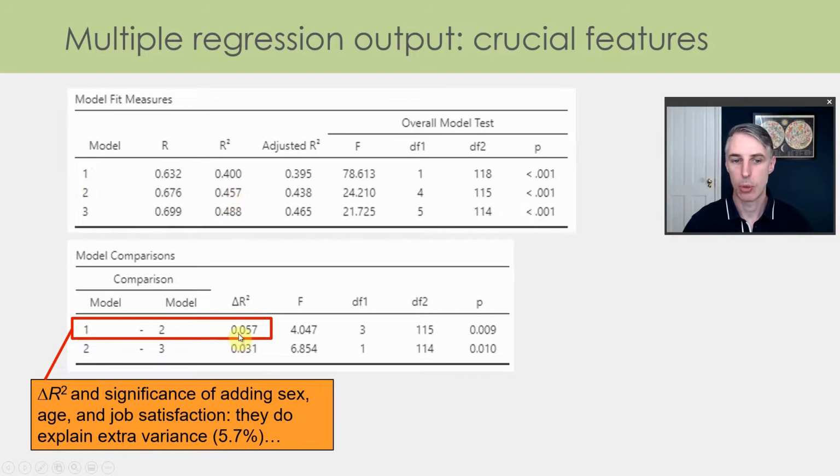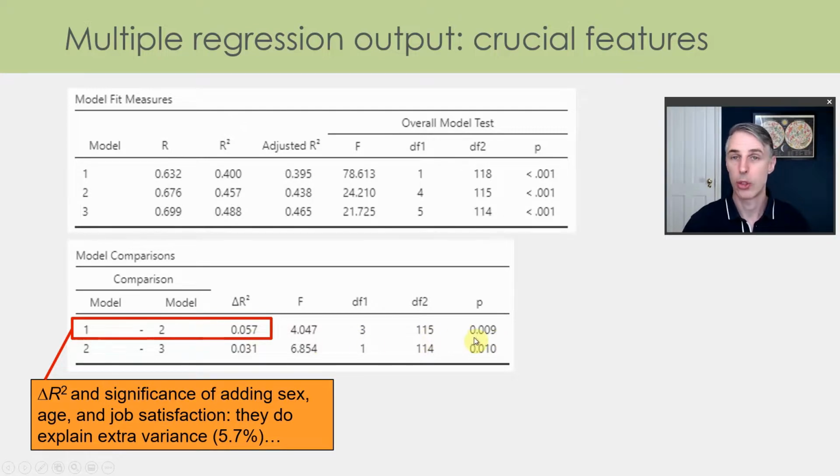And that is 0.057. Okay, 0.4 plus 0.057 gives you that. Okay, so that's where that comes from. Now, what this is indicating is that adding those 3 additional variables, job satisfaction, age, and sex, in block 2 explains an additional 5.7% of the variance in commitment. And that additional variance is significantly different from 0.